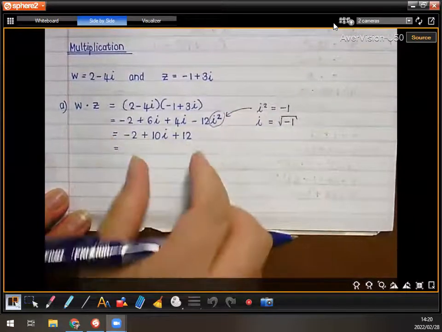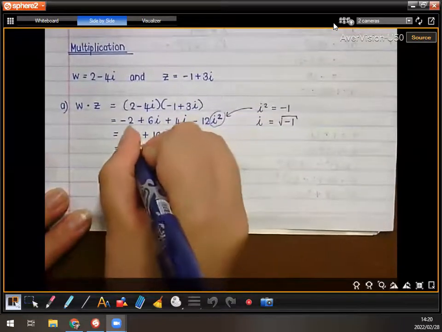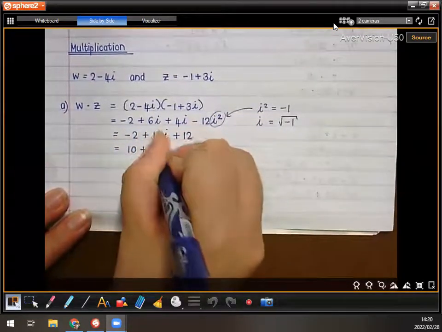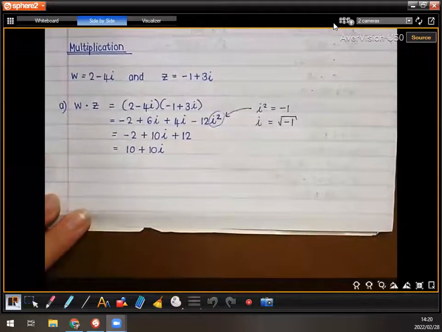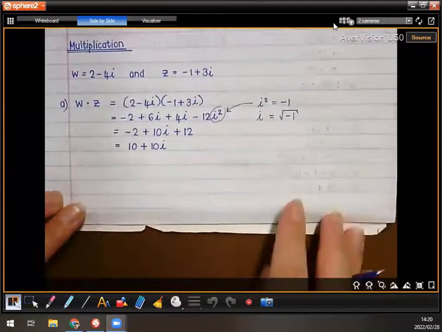And now we just have some more like terms to sort out. What's negative 2 plus 12? 10. So the answer is 10 plus 10i. That's basically how you multiply complex numbers together, guys.